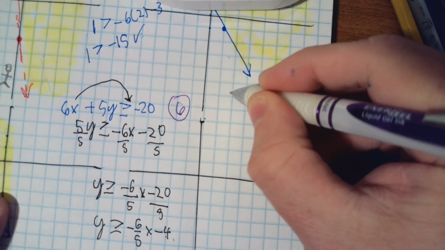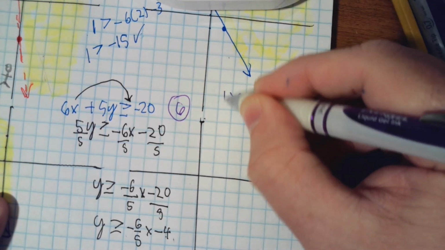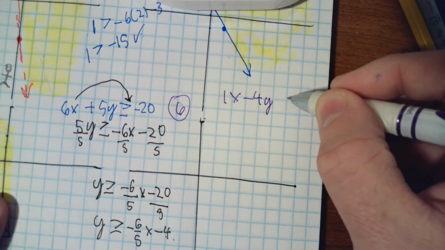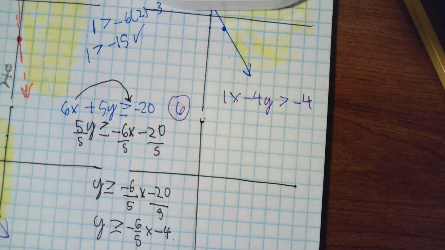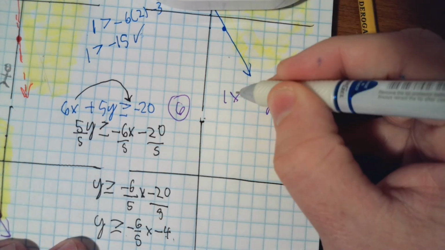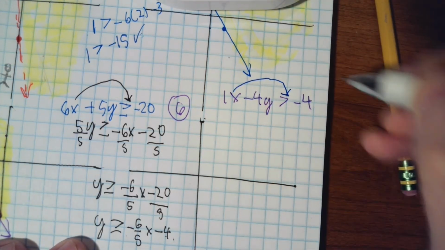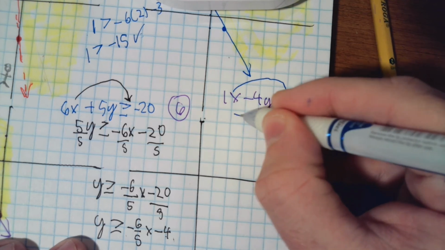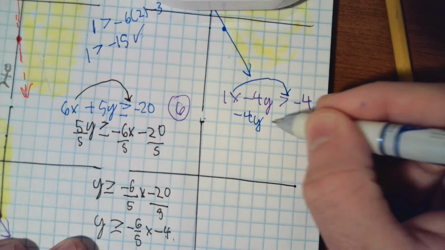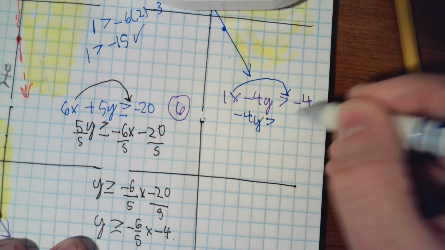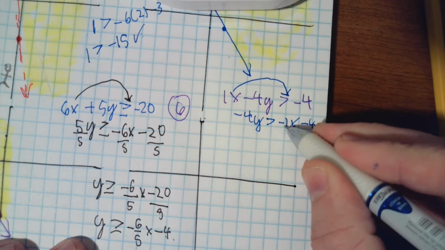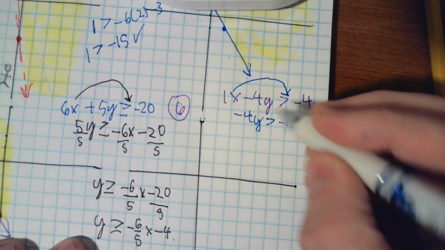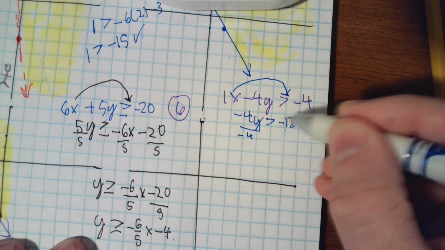So x minus 4y, I'm going to put a 1 in front of that, is greater than negative 4. Okay, so again, we're going to move this guy over here. I'm going to subtract 1x from both sides, so I'm going to get negative 4y is greater than negative 1x minus 4. You don't have to have the 1, but you do have to have the negative. And now I'm going to divide everything by negative 4.